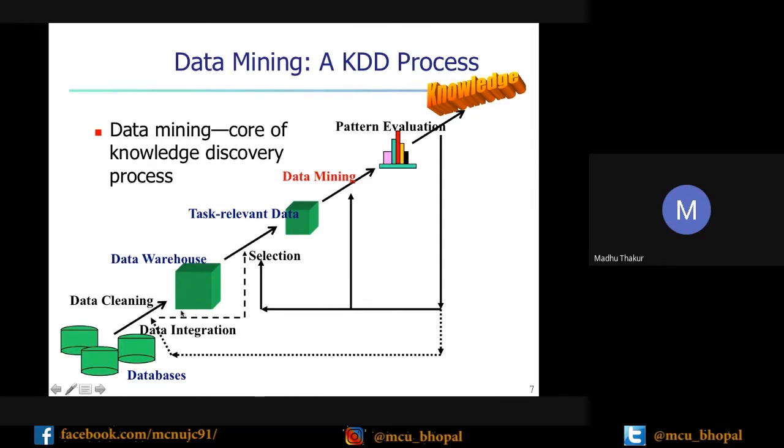After storing in some repository, there again comes task relevant data. That means if you have stored 180 attributes, for your particular query you don't want to consider 80 features, you want to consider only 50 features, or only 30 features. Again, you can apply the feature selection method, or task relevant data. You can consider only the task relevant attributes for data mining.